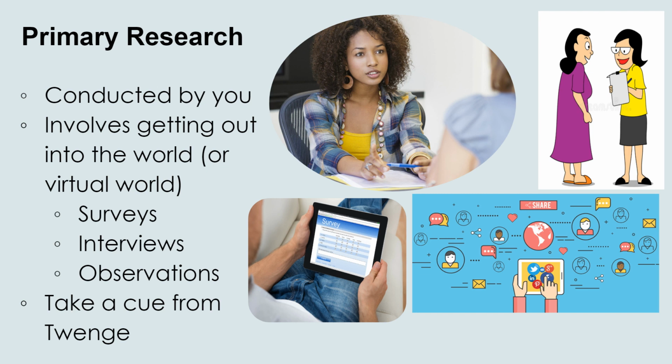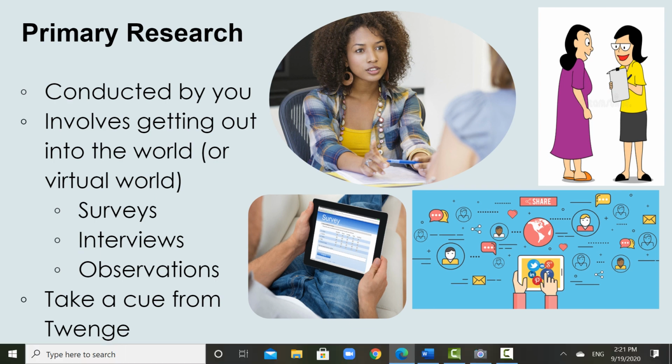But you could actually go on a Facebook page or on Twitter and observe what is being said. Or you could go and create a survey, right, and disseminate it. Like Google Forms is free to y'all, right? So you could do this on your own. So when I'm asking you to conduct primary research, that is what I mean. Go and do a little research of your own. Take a cue from Twangy.